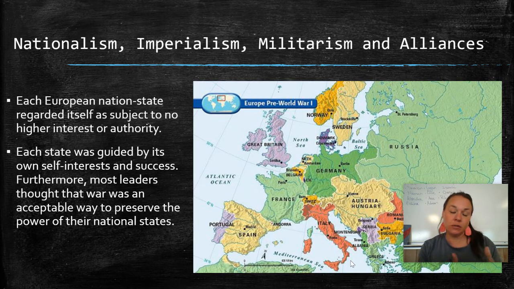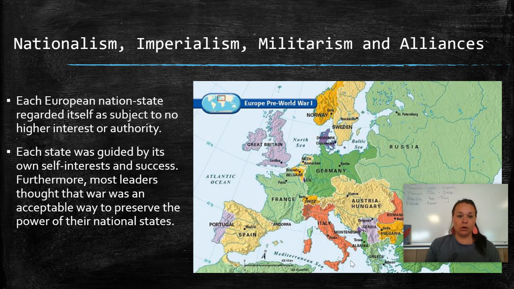All right, these two statements right here, like I was telling the students yesterday in class, I feel like they are very blanket statements that pretty much explain all of history and any conflict, throughout any era. And it's going to be no different in the early 1900s. You've got European nation states regarding themselves as subject to no higher interest or authority. They're guided by their own self-interest and success. And most leaders, of course, feel that war is an acceptable way to preserve the power of their state. Again, those are blanket statements that are applicable to any era of history with any nation state, and it's no different during World War One.